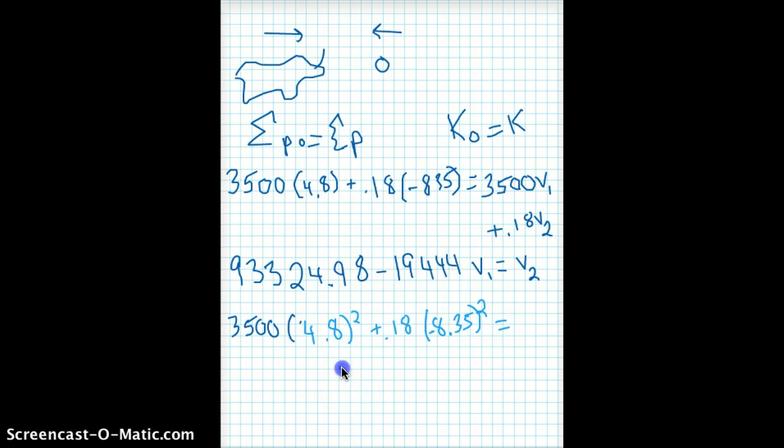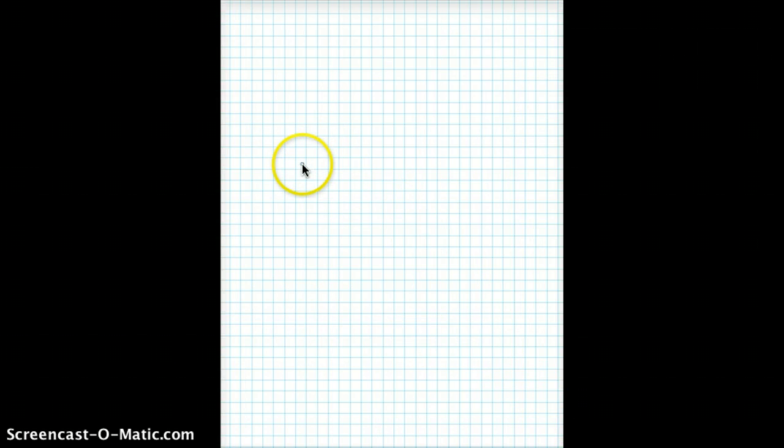Equals 3,500 V1 squared plus 0.18 V2 squared. In my mind, if you have those two equations, you've done the physics of the problem, and now we need to really just do algebra. See if I can get a new page. Look at that. All right.